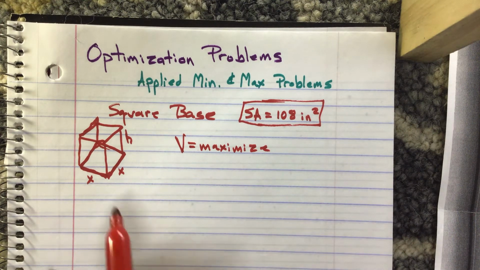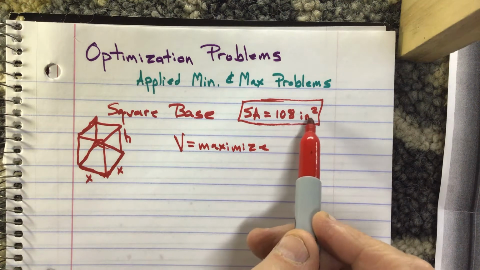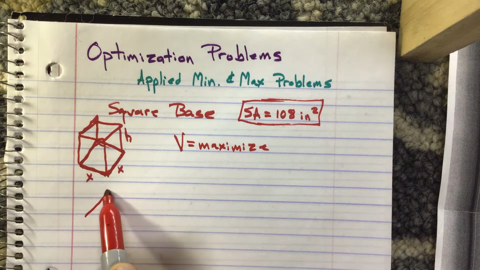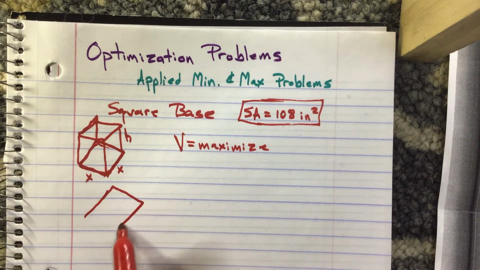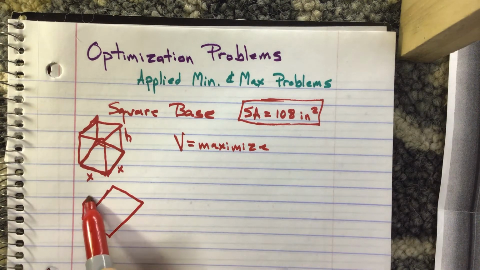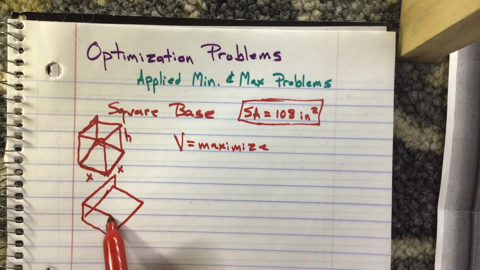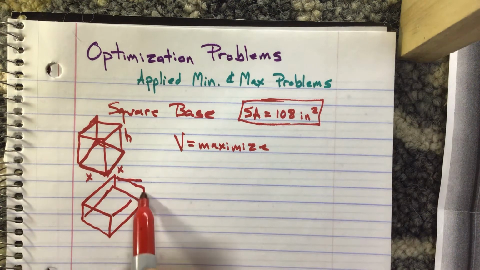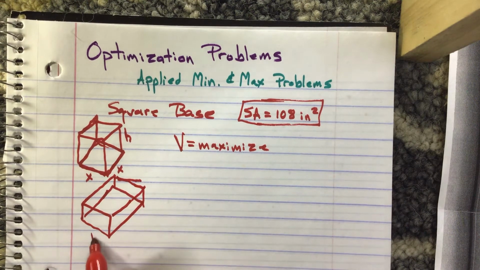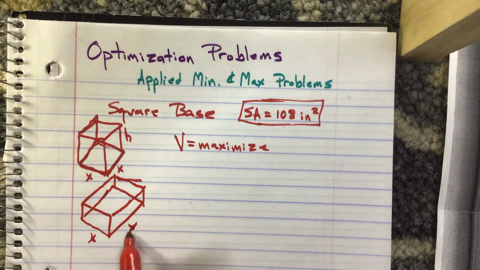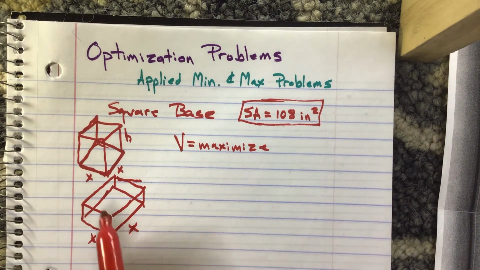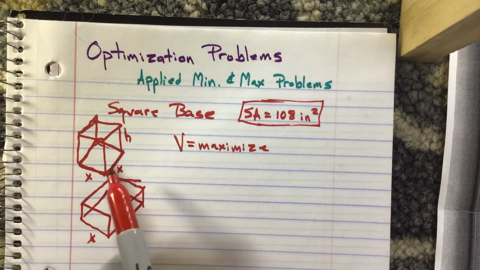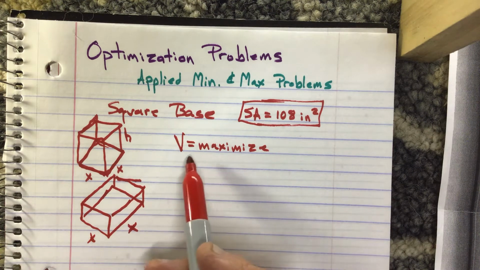If you have 108 square inches of material and you fold up the sides, you can get different boxes. It could be shallow, still having a square base, with these sides still being x, the same size here. It's just shallow, so it's going to produce a different volume. So the same amount of material, depending on how you fold it, is going to get you different volumes. So we want to maximize the volume.